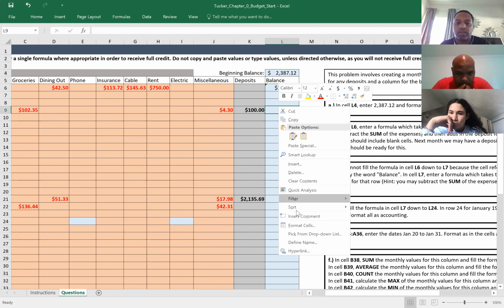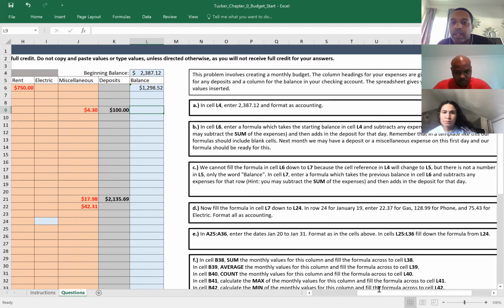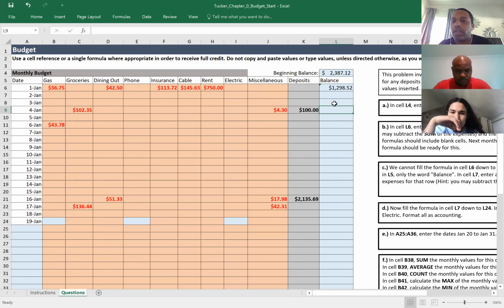All right. So then it says in L6, enter a formula which takes the starting balance in L4, subtracts it from any expenses for this row, and they tell you may subtract the sum of the expenses, and then adds the deposit for that day. Remember, there's a template. I think that step I did as well. First of all, you got to make sure you're in the right cell. So L and then 6 right there, that lines us up right here.